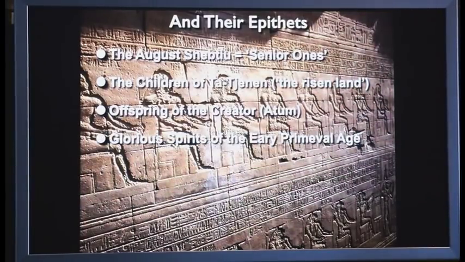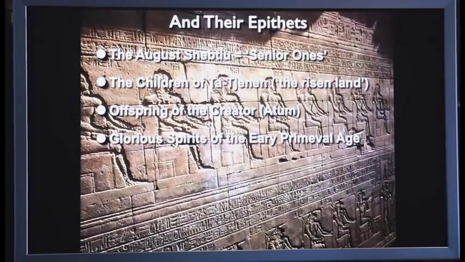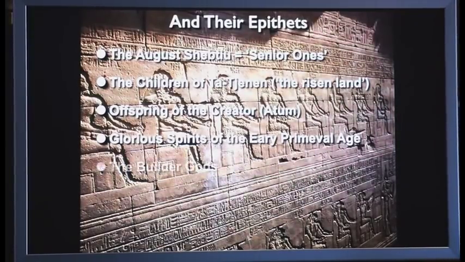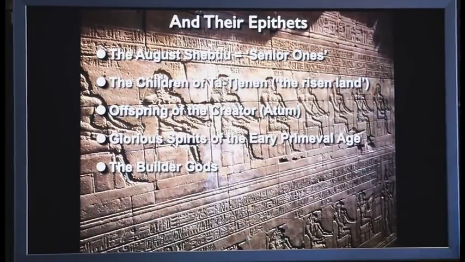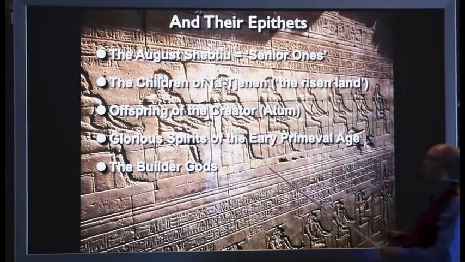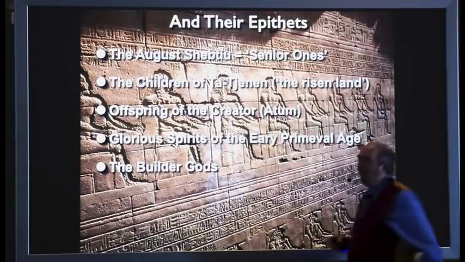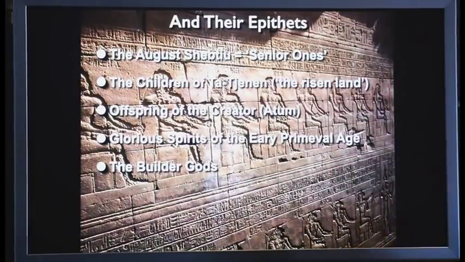They're called the glorious spirits of the early primeval age, or Septepi. And they are also referred to as the builder gods, because they are the gods who build the primeval temple on the primeval mound. They are the designers, the architects of the first temple.